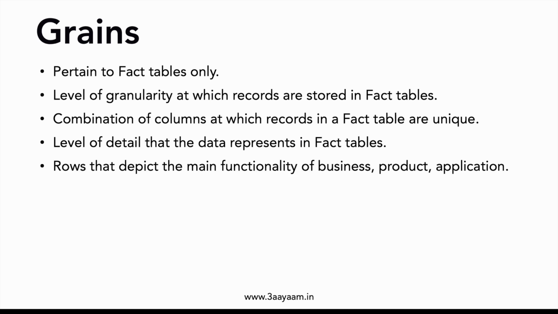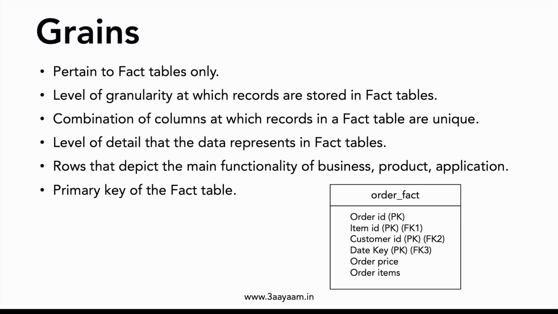It also is the rows that depict the main functionality of the business, product, and application, basically the business process. Grain can also be thought of as the primary key of the fact table. So when you define grain, you have to know what should be the primary key of the fact table. Whatever is the primary key of the fact table, the combination of all those columns becomes the grain.